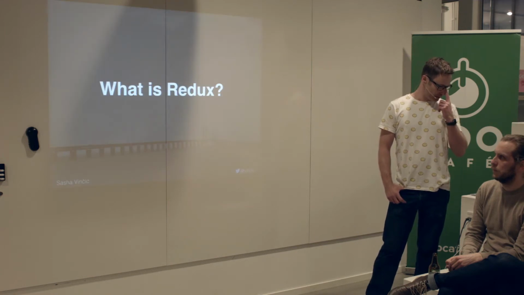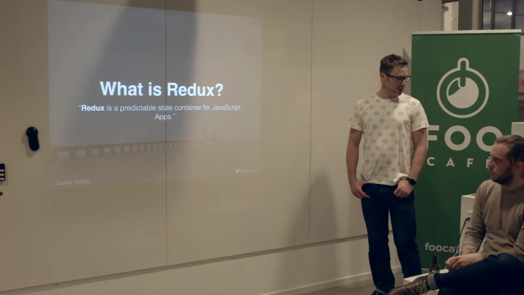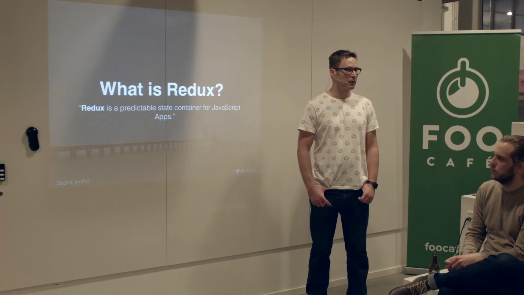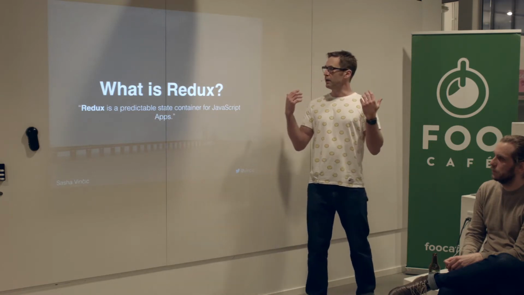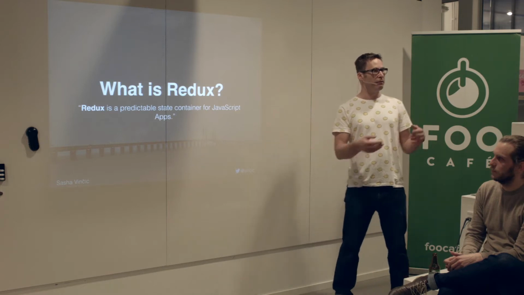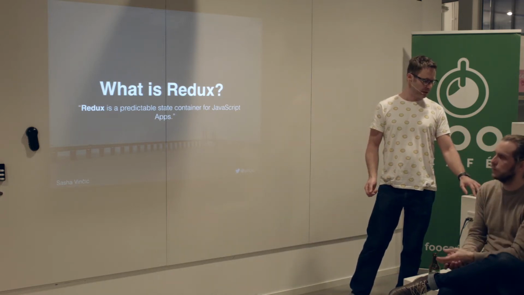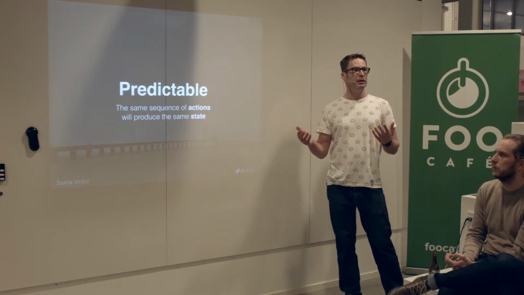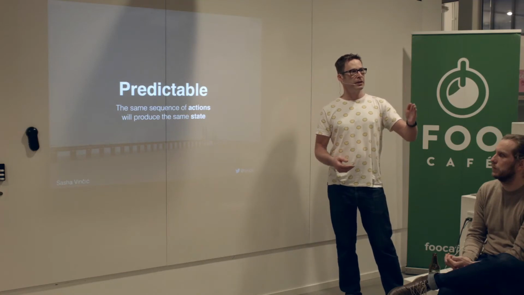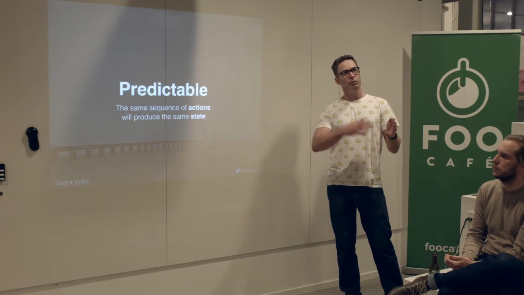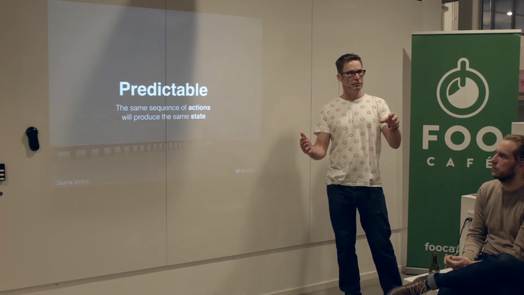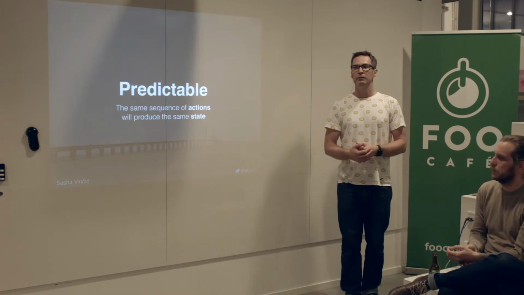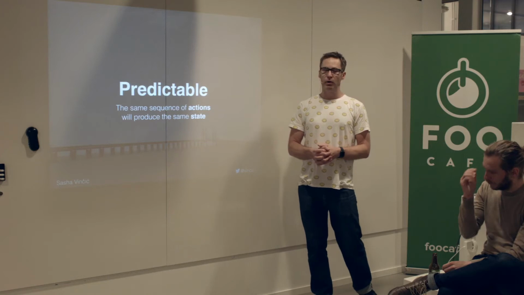So what's Redux? Redux is a predictable state container for JavaScript applications. What does that mean? That means that it's one place where you have your state of your application and it's predictable. And with that predictability, that means that when you apply one action on a specific state, you will always get the same result. So if you put in the same state and apply the same action, you will always get the same state out from that. That's the predictability of Redux.